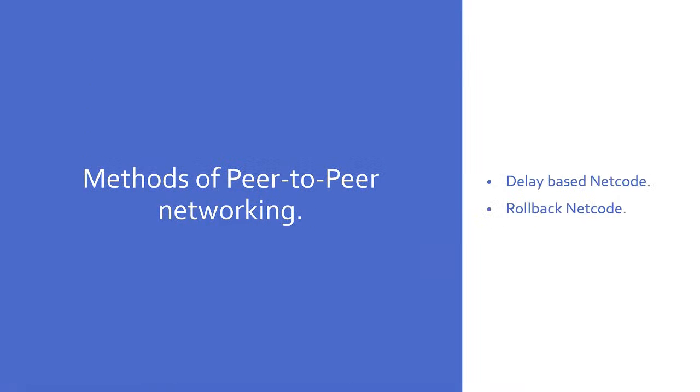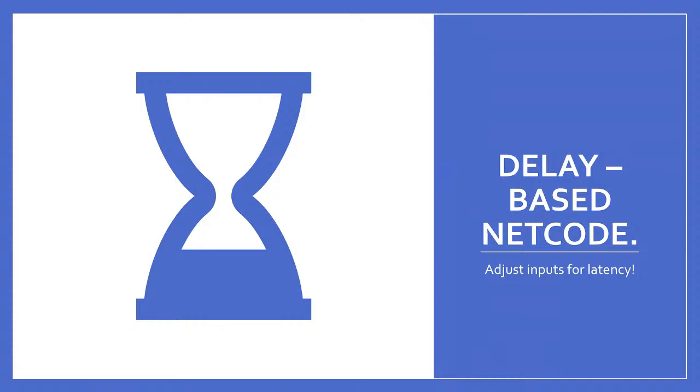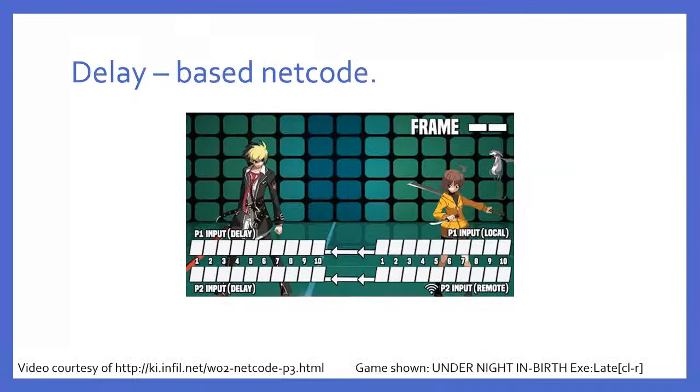So there are mainly two ways of handling this issue, and that's delay-based netcode and rollback netcode. I will start by going through delay-based netcode and then move on to rollback netcode shortly afterwards. How delay-based netcode works is it adjusts the inputs for the latency of the connection. Before I show this video, I'm going to have to give an explanation of how these video games and the system work.